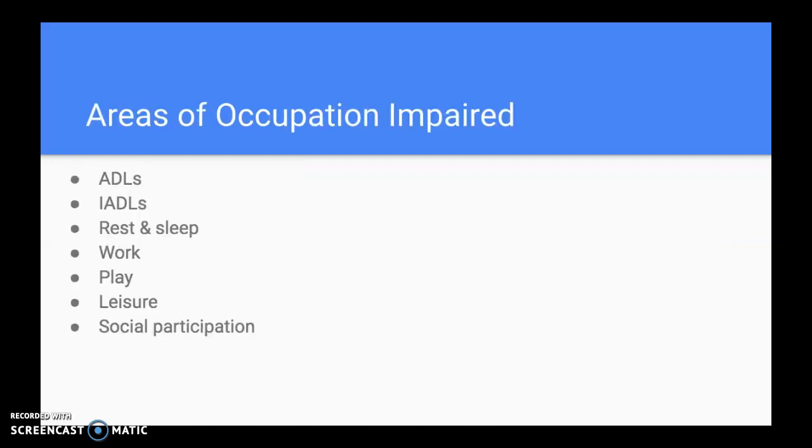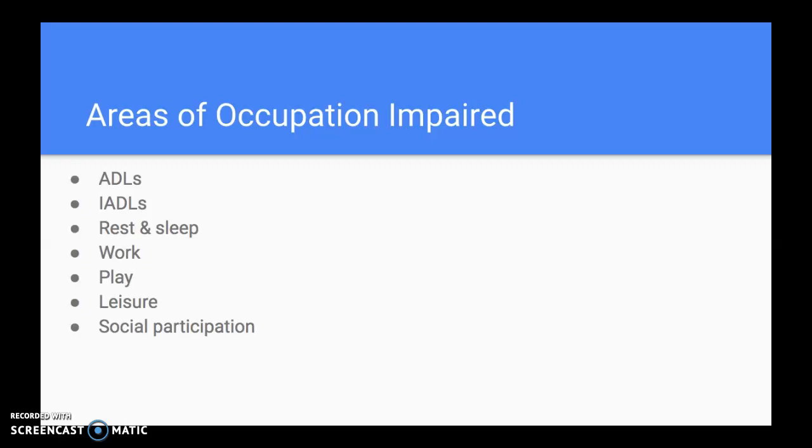For the areas of occupation impaired, we're really looking at every occupation listed within the OTPF. And these ADLs and IADLs might start off just being minorly impaired. We may look at some compensatory techniques and adaptations to incorporate with these clients as they begin to lose strength and range of motion.